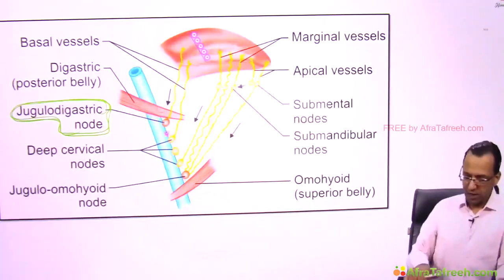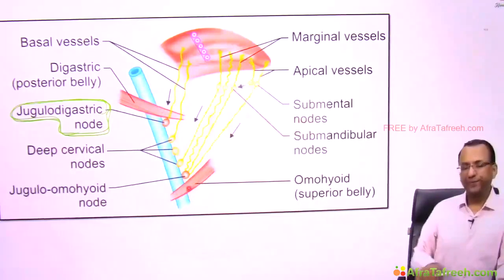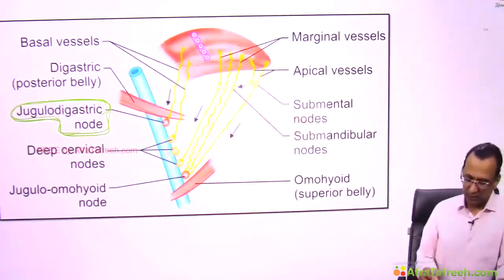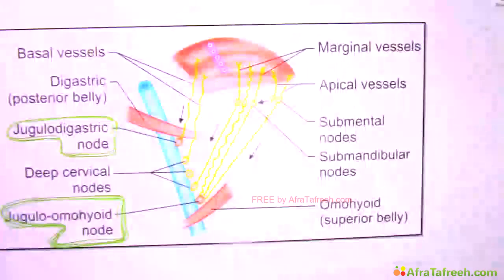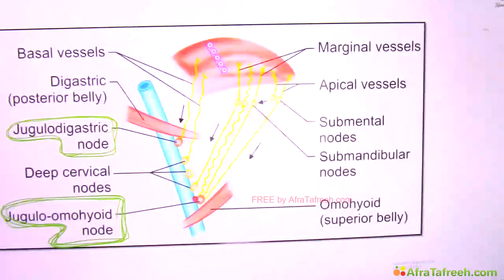Yes, and here it is related to inferior belly of omohyoid, or you can better say the intermediate tendon of the omohyoid and internal jugular vein. That's why it is called jugulo-omohyoid lymph node. So this is the lymphatic drainage of tongue. Yes, it is.